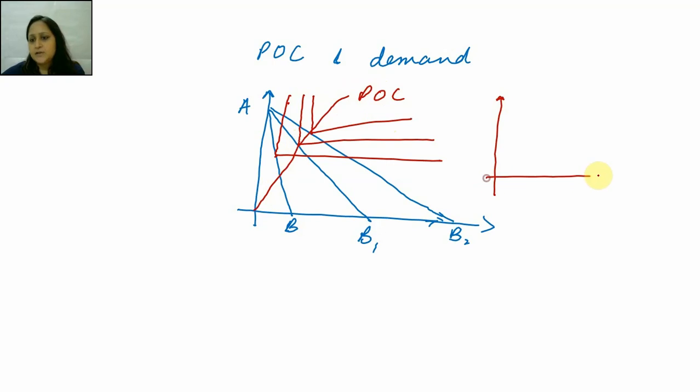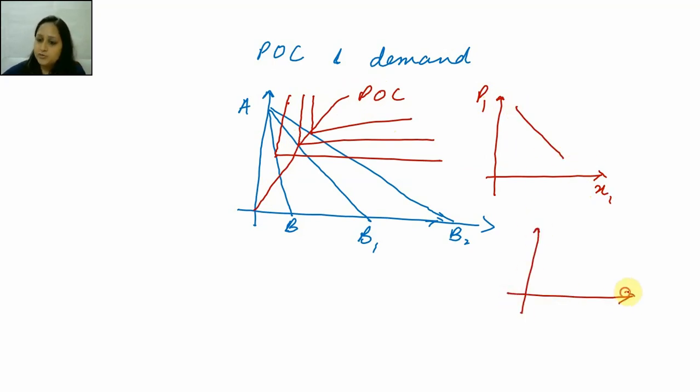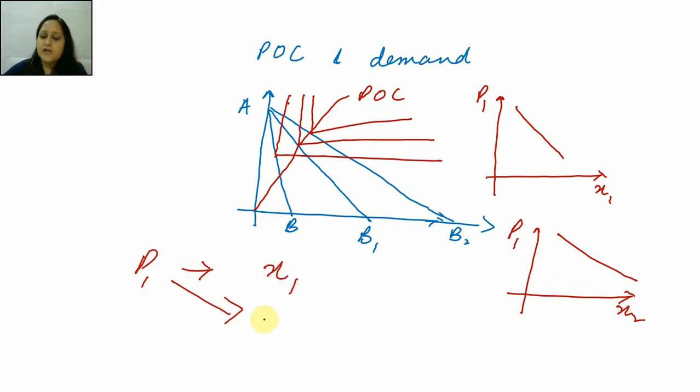In this case, the different thing is that when my P1 falls, then my x1 definitely rises. So you know P1 and x1 definitely share a relationship. When my P1 falls, my x1 does rise. But also when my P1 falls, x2 also rises. So P1 not only shares an inverse relationship with x1, P1 also shares an inverse relationship with x2.